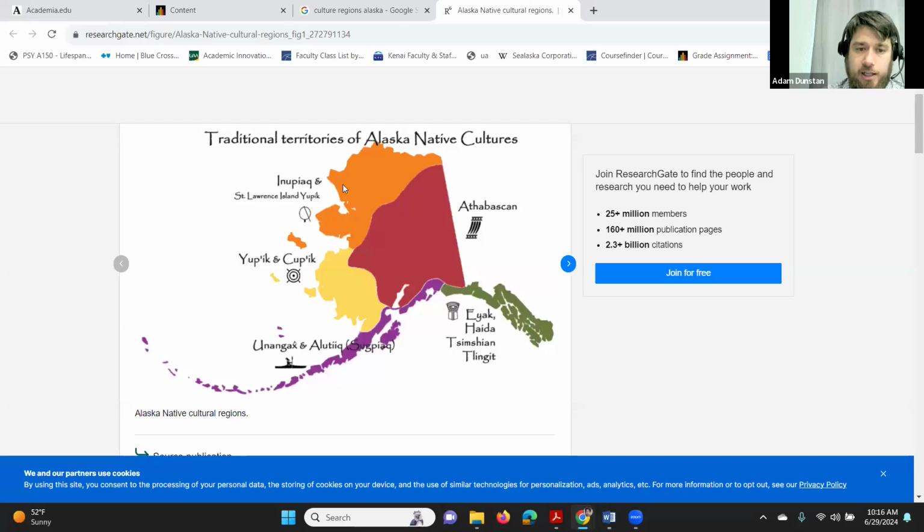Then Inupiaq and St. Lawrence Island Yupik, Yup'ik and Cup'ik, Unangan and Alutiiq, or what some of you might be more familiar with is Aleut and Alutiiq, but Unangan and Sugpiaq. And then the southeast groups, so Eyak, Haida, Tsimshian, and Tlingit.